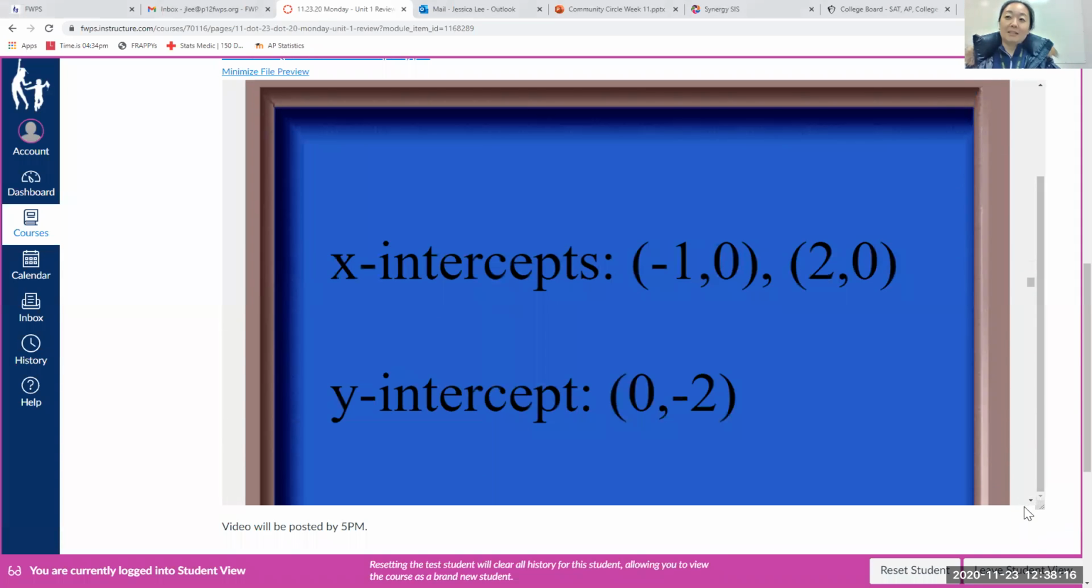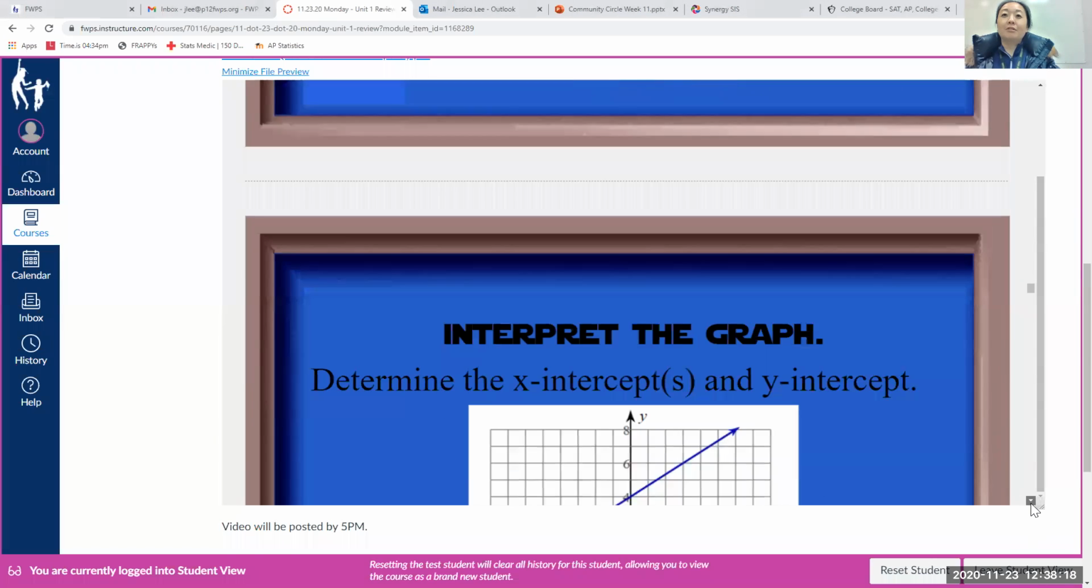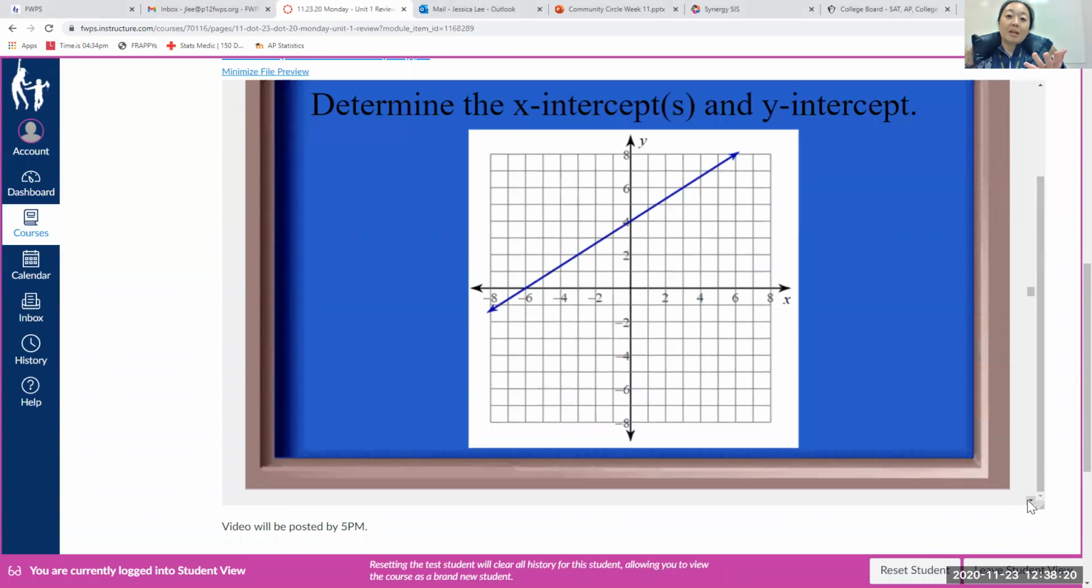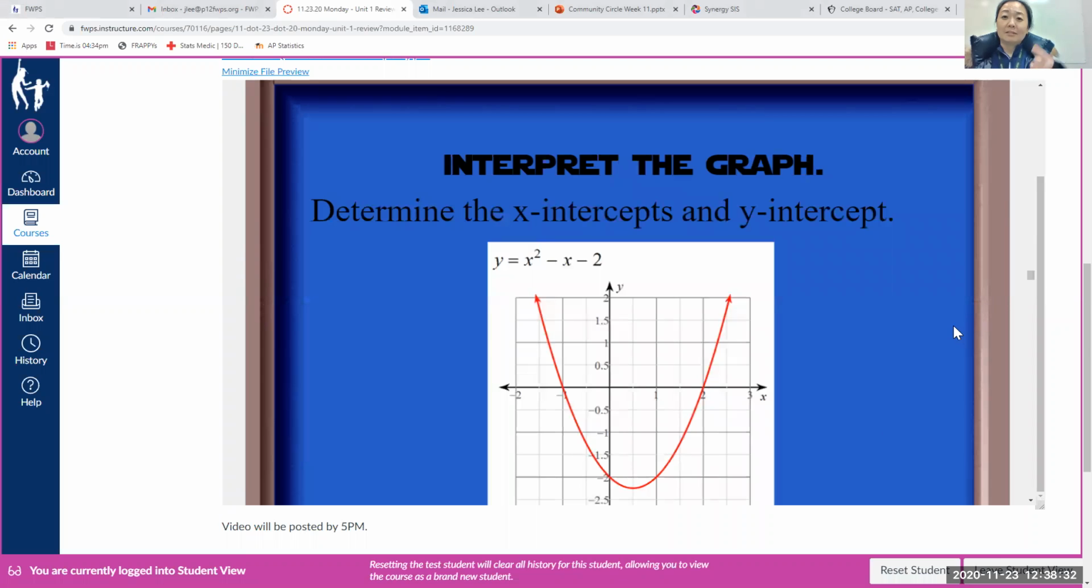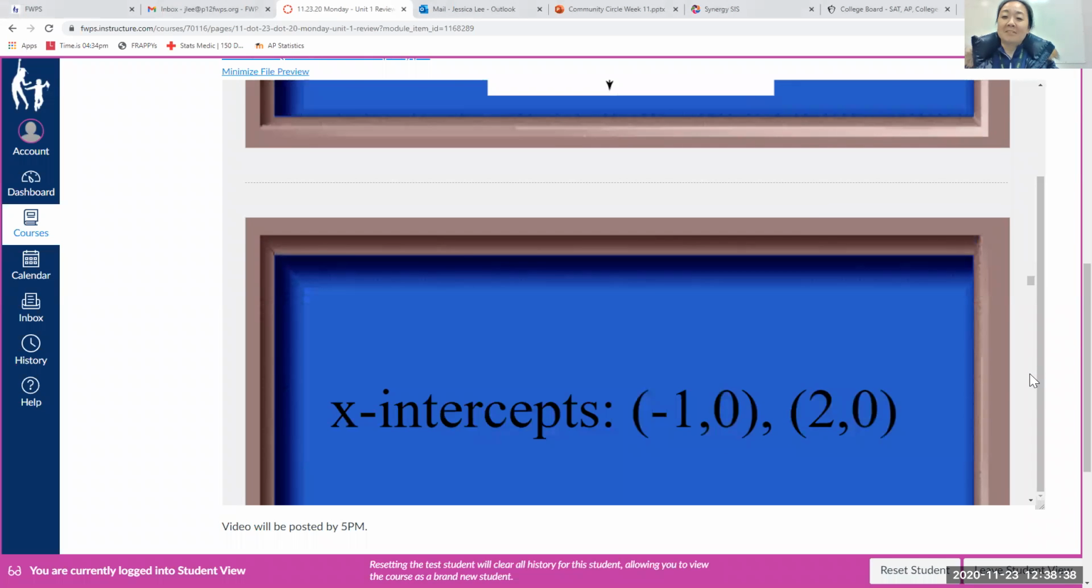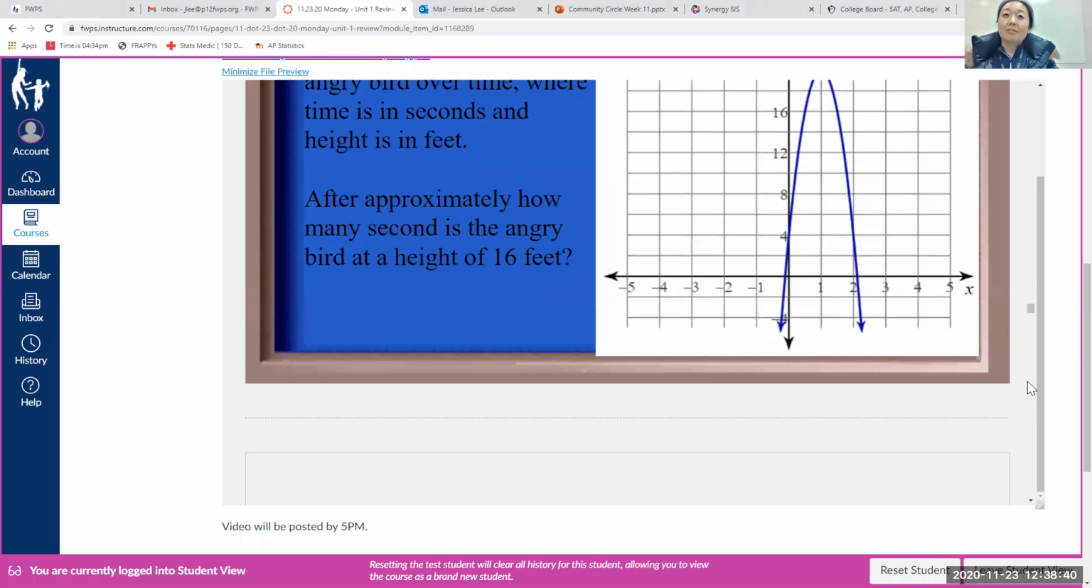Yep, see, just what I said. We're scrolling, keep on scrolling. Determine the x and y intercepts. Oh, also, is this linear or quadratic? Linear. Other one. Oh, come on. Not a line. This is U-shaped. It's a parabola. Quadratic. All day long. This is not hard.